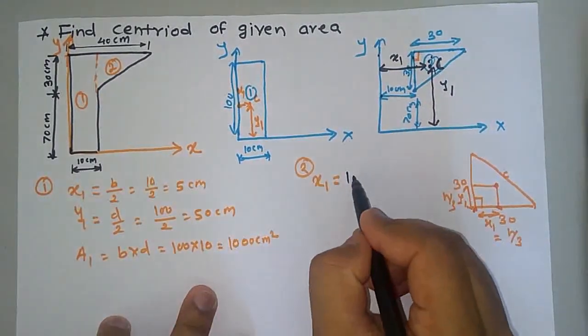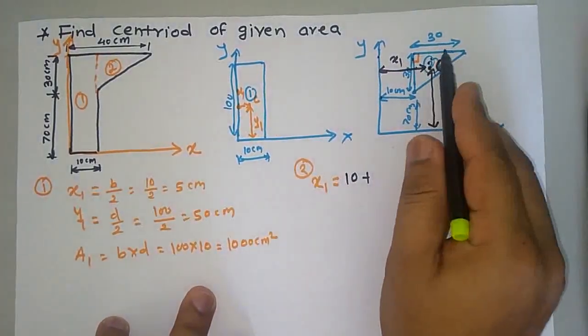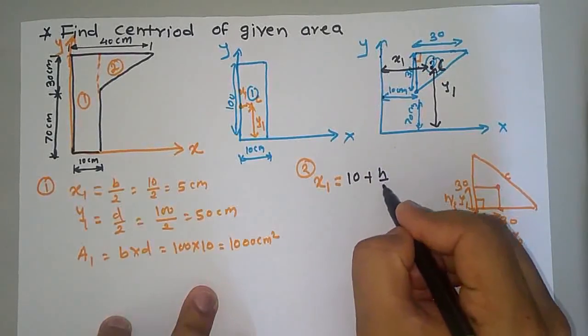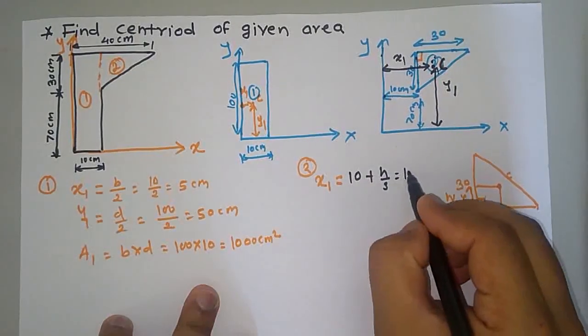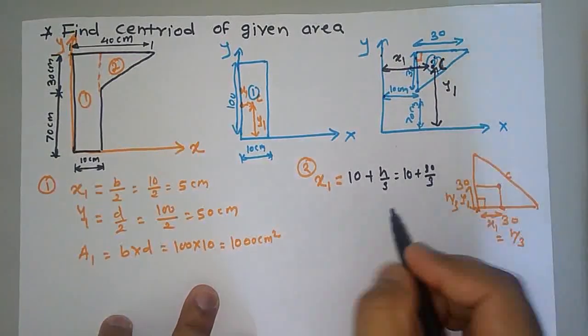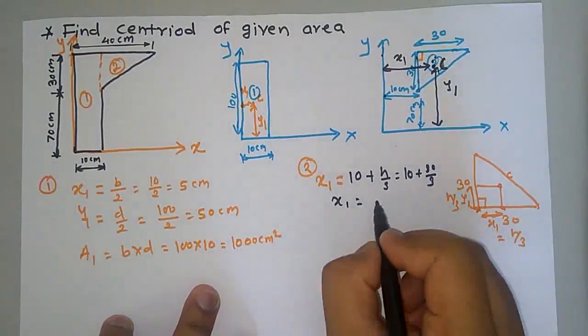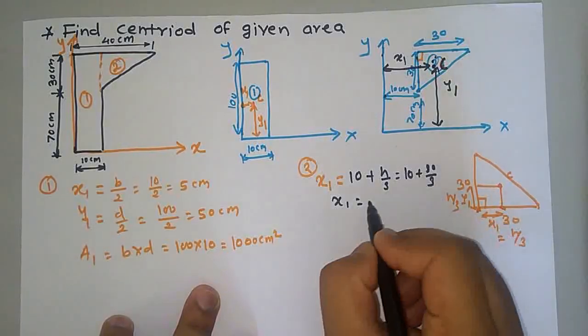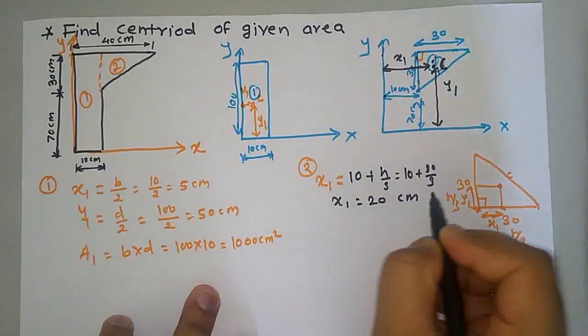So already it is 10 plus this h by 3, which is equal to 10 plus 30 by 3. So x1 we will get 10 plus 10, 20 centimeter.